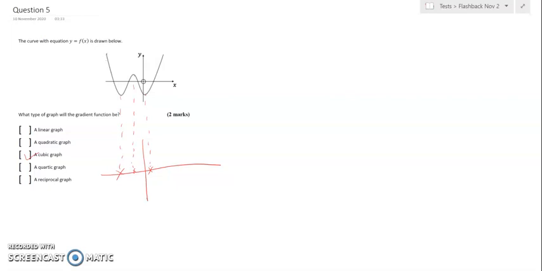Now in the first section, before the first turning point, the gradient is negative, but it's getting less and less steep, so it'll become less and less negative. I'll draw it in black. So it'll be negative, but less and less negative, so less and less steep, so it's going to get close to 0.